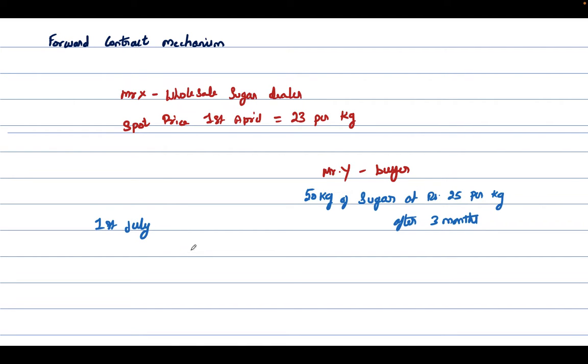suppose the market price of the sugar is rupees 30 per kg. Then Y is the gainer because he is going to pay only 25 per kg since there is a forward contract between X and Y. After 3 months he will procure 50 kgs of sugar for 25 per kg, but the present market price is 30 per kg. So Y is going to gain a profit of rupees 5 per kg.